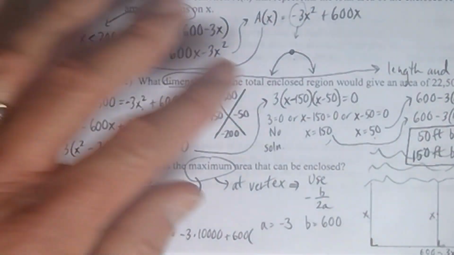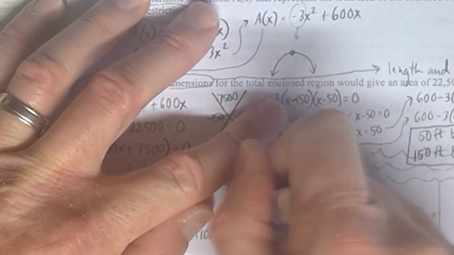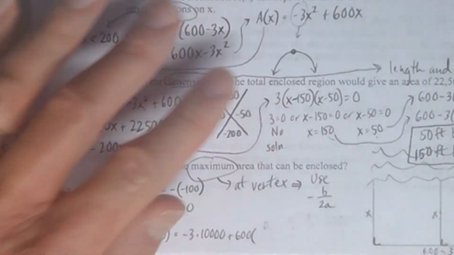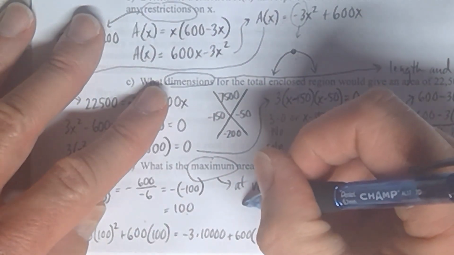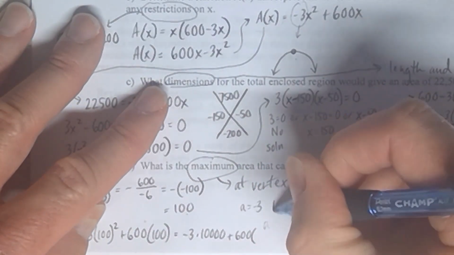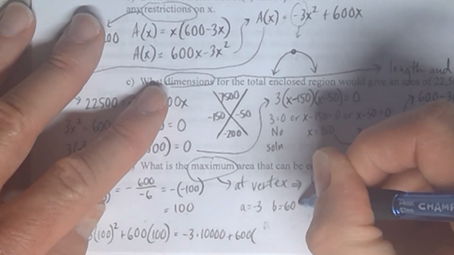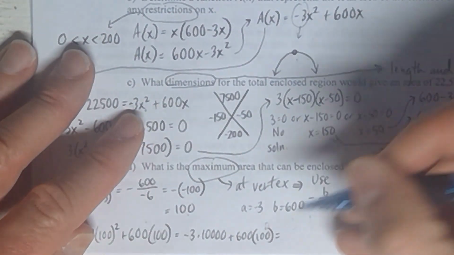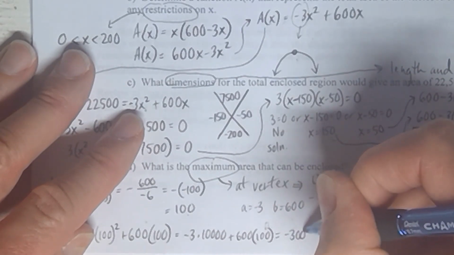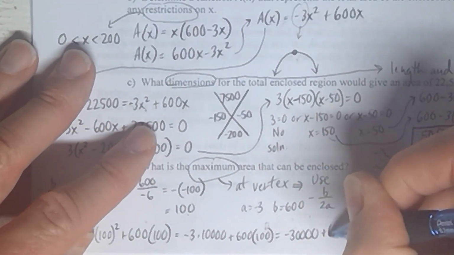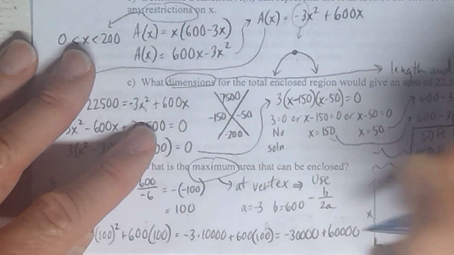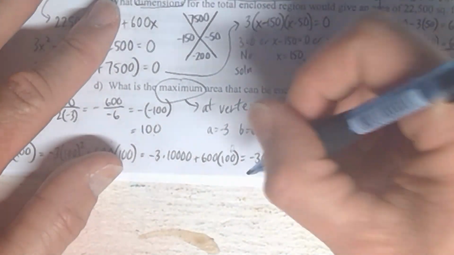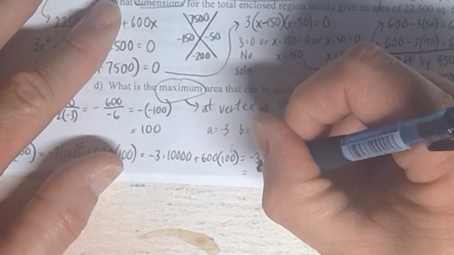Let me just move this up a little bit. A is equal to -3 and B is equal to 600. Then I multiply and I get -30,000 plus 60,000. And what does that equal? -30,000 plus 60,000 is equal to, calculators, 30,000.